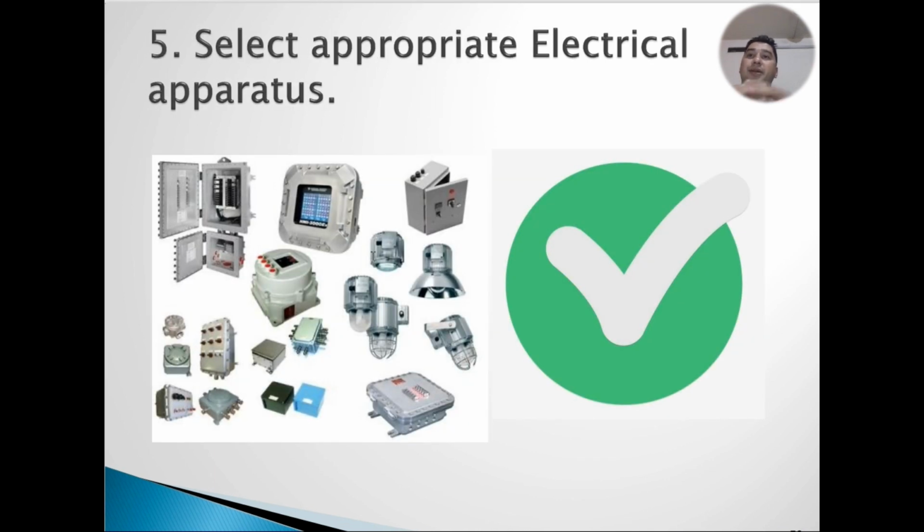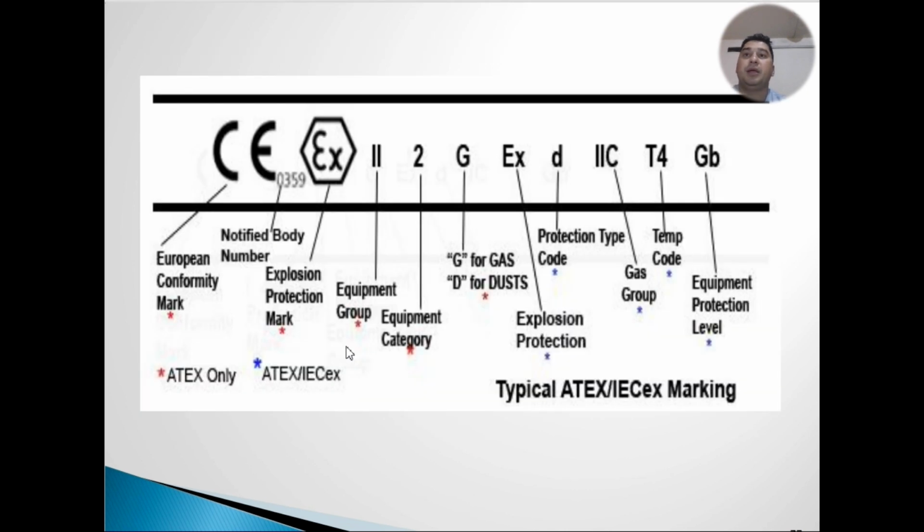Now select the appropriate electrical apparatus. After that you have to select the appropriate electrical apparatus. You have to check the standard and the safety ratings, whether it is a European standard, American standards, or certain health and safety standards. As I said, you have to check the European conformity mark, notified body number, and explosion protection mark. This is the explosion protection mark that you have to check if you are using equipment in a hazardous area. Then the equipment group and equipment category: G for gas and D for dust.